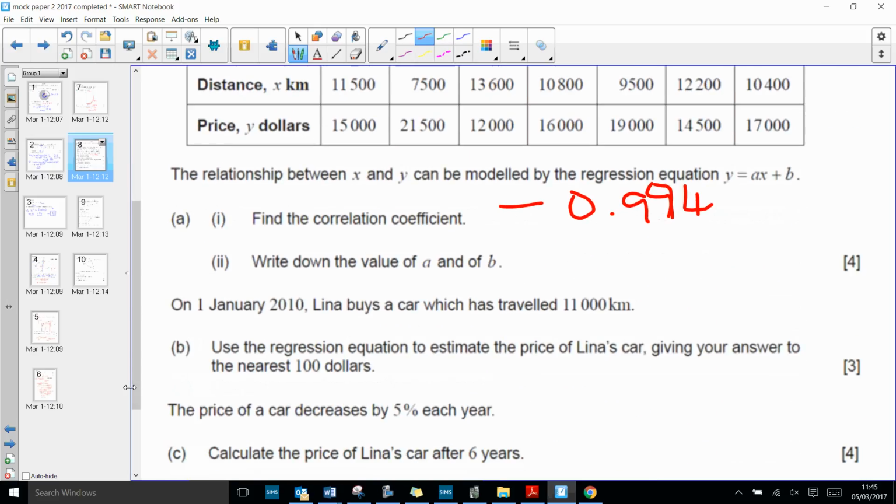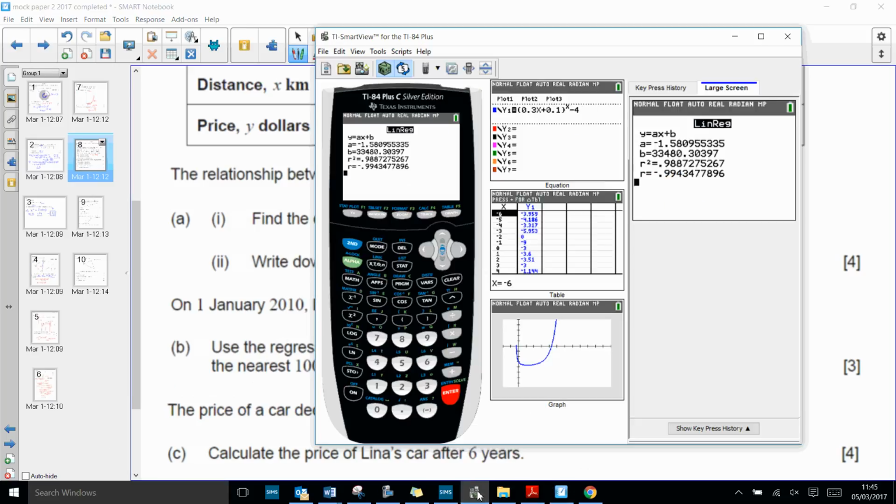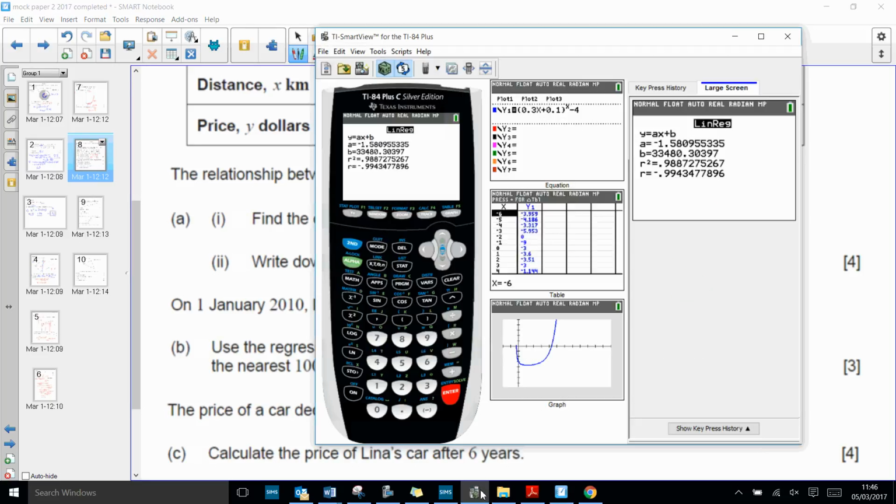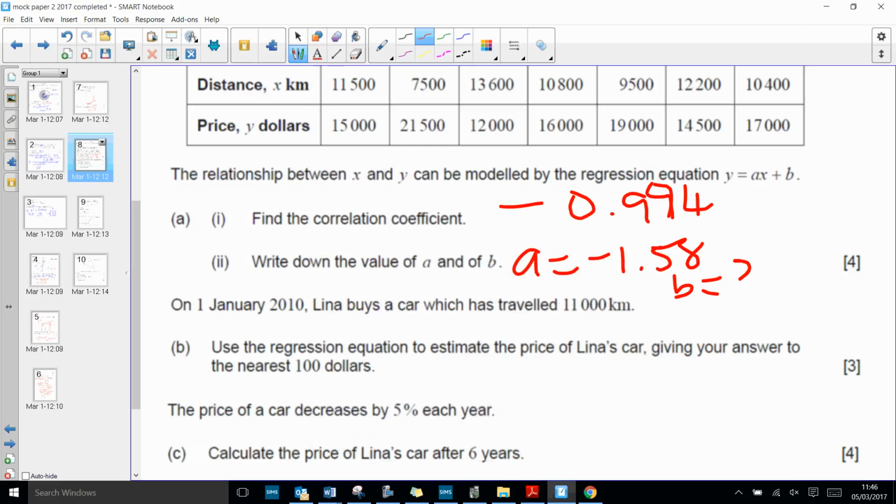Alright, find the values of A and B. So A is negative 1.58 and B is 33480. If you want to round that to three significant figures, you can.